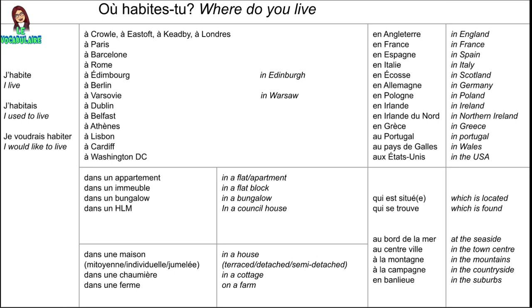Now, the bottom bit allowed me to extend it a little bit further to say exactly what sort of accommodation I live in, so whether it was a house or a flat or other things like that. And then on the right hand side, a little bit further information about the kind of place that I live in. So we've got j'habite dans un appartement. J'habitais dans un bungalow. Je voudrais habiter dans une maison. You could have also said dans une maison mitoyenne for terraced, individuelle, detached, and jumelée for semi-detached.